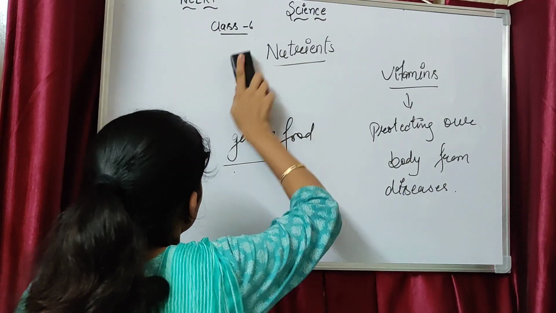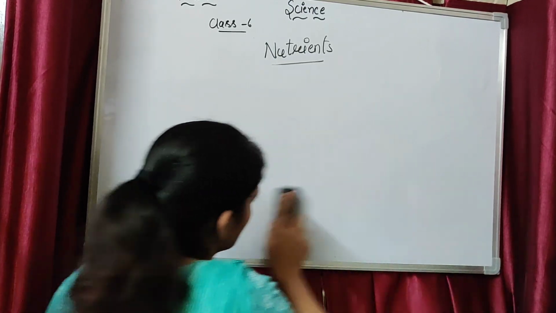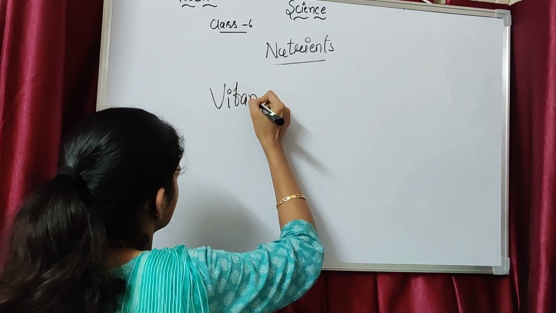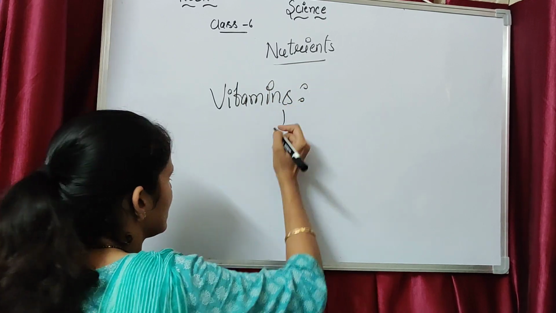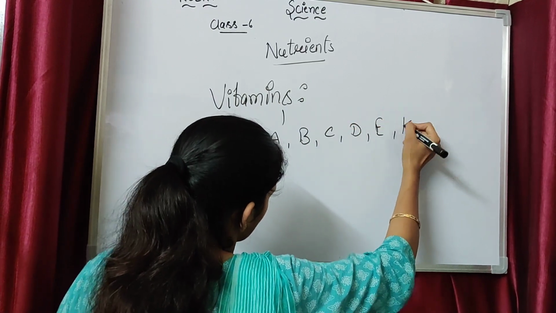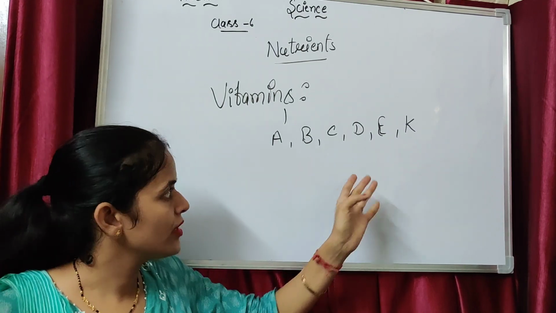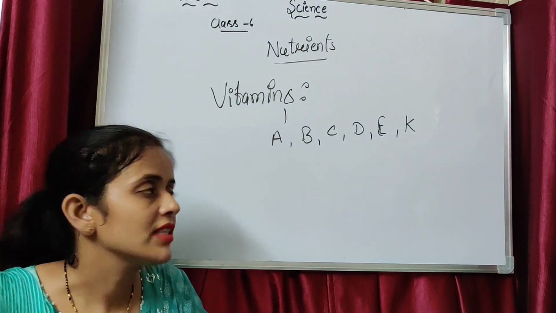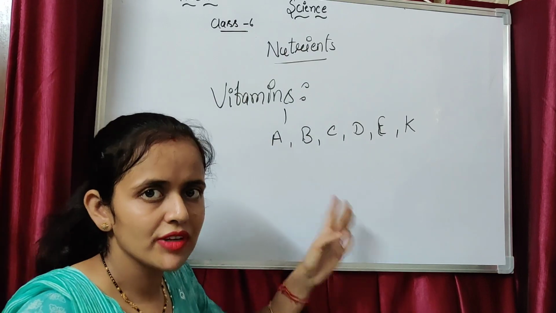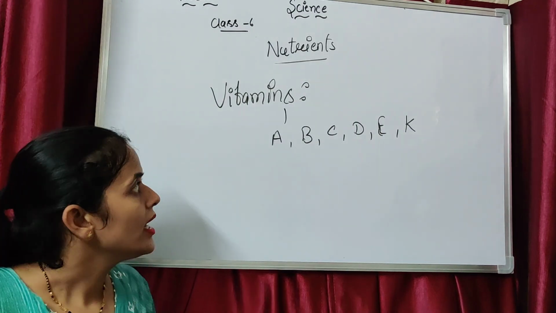I think there are 5 to 6 types. How many types of vitamins do you know? Vitamin A, B, C, D, E, K. Vitamin A has a different function, vitamin B has a different function in our body, vitamin K has its different functions, and they are all important for our body. These different vitamins have different deficiencies, different diseases and different functions in our body. We will read this topic in detail in tabular form at the end of the chapter.